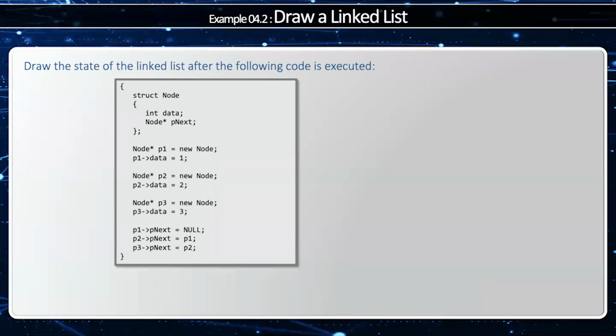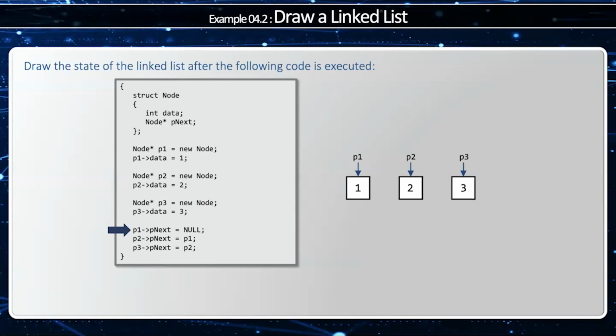Here is a second example. Initially, we're going to allocate one node and set its value to 1. Next, we're going to allocate a new node and set its value to 2. Observe that node 1 and node 2 are not connected in any way. Now we're going to allocate a new node and set its value to 3. Once again, these 3 nodes are completely independent of each other.